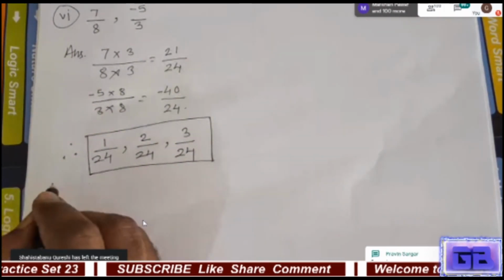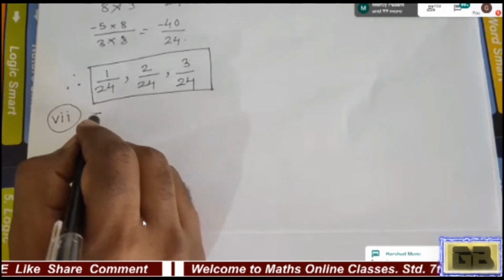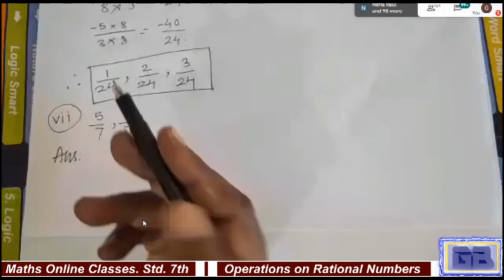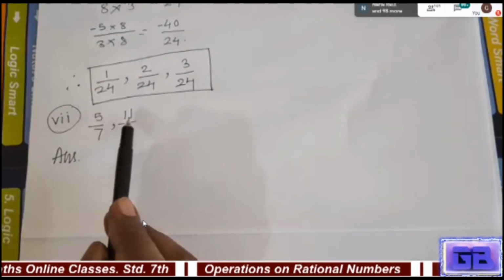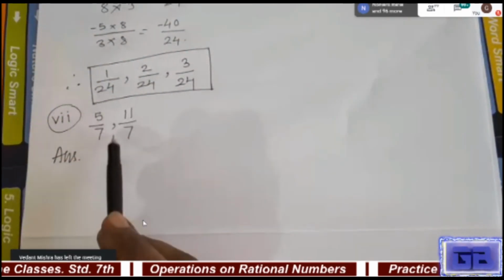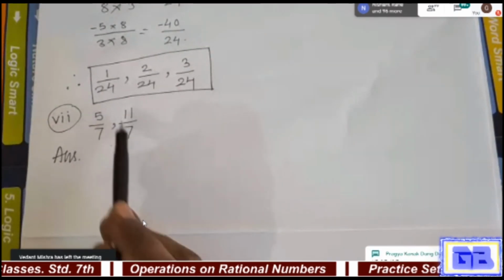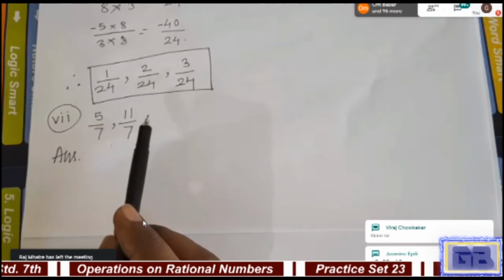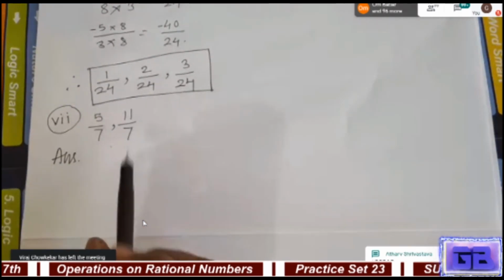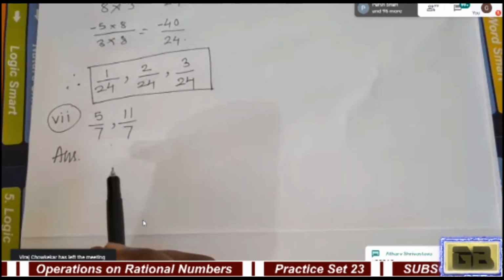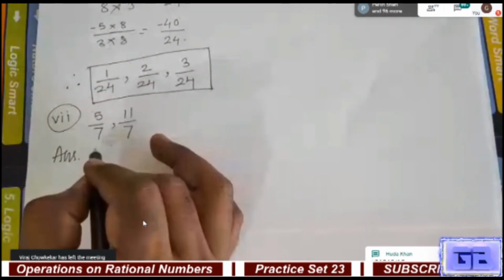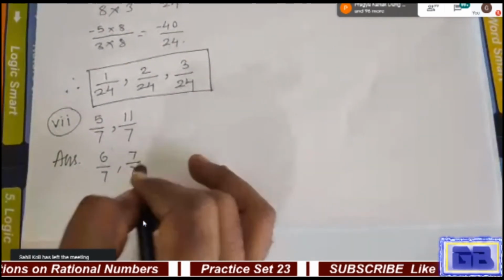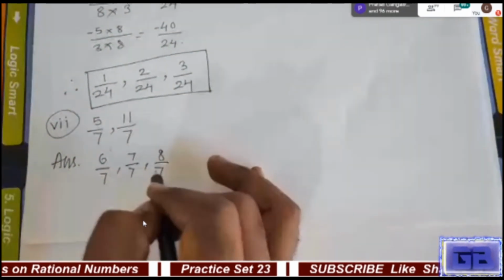Write down 7th, 5 upon 7, 11 upon 7. Write down the answer. In between 5 and 11, 6 upon 7, 7 upon 7, 8 upon 7, 9 upon 7, and 10 upon 7. Yes, Pragya 6, 8 and 9. Atharva 6, 7, 8. Correct. So we'll write that only 6, 7, 8. 6 upon 7, 7 upon 7, 8 upon 7.